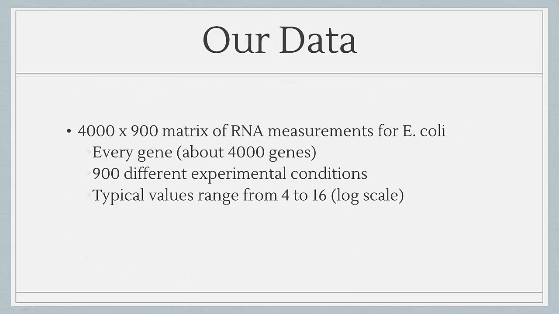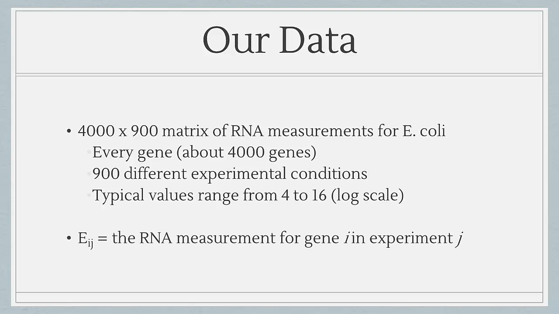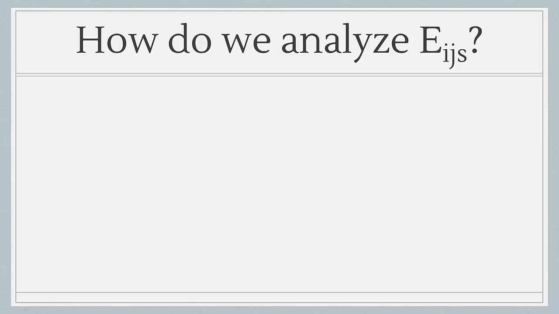Our data is a 4,000 by 900 matrix of RNA measurements for E. coli. We have measurements for every gene, about 4,000 genes, in 900 different experimental conditions, in values that range from 4 to 16 on a log scale. We will refer to these values as eij, where eij is the RNA measurement for gene i in experiment j. How do we analyze eijs?